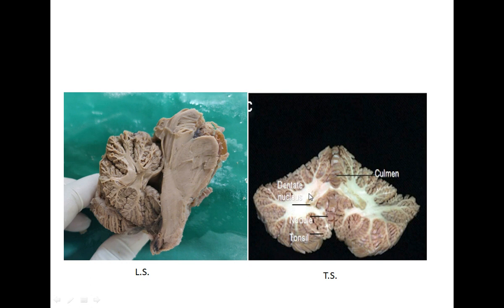Now the white matter of the cerebellum. The central core of each cerebellar hemisphere is formed by white matter. The cerebellar peduncles are in connection with this white matter. The two hemispheres are connected by a thin lamina of fibers which is closely related to the roof of the fourth ventricle as the superior medullary velum.